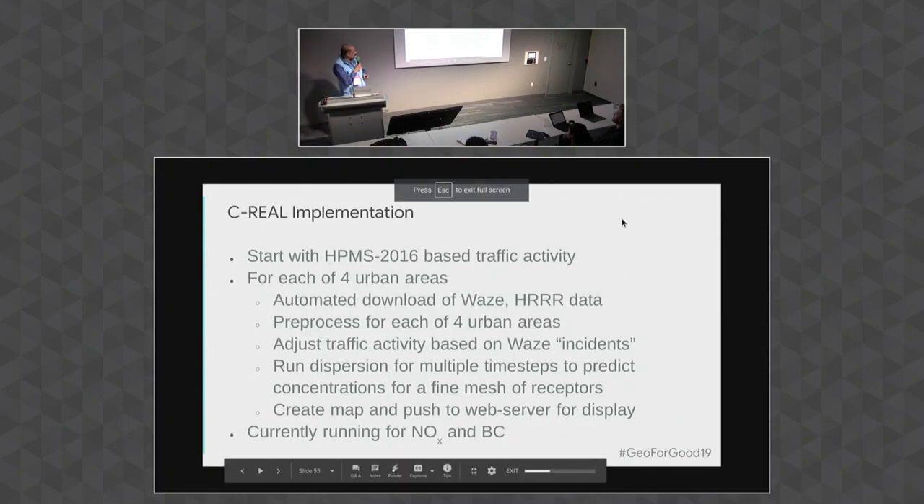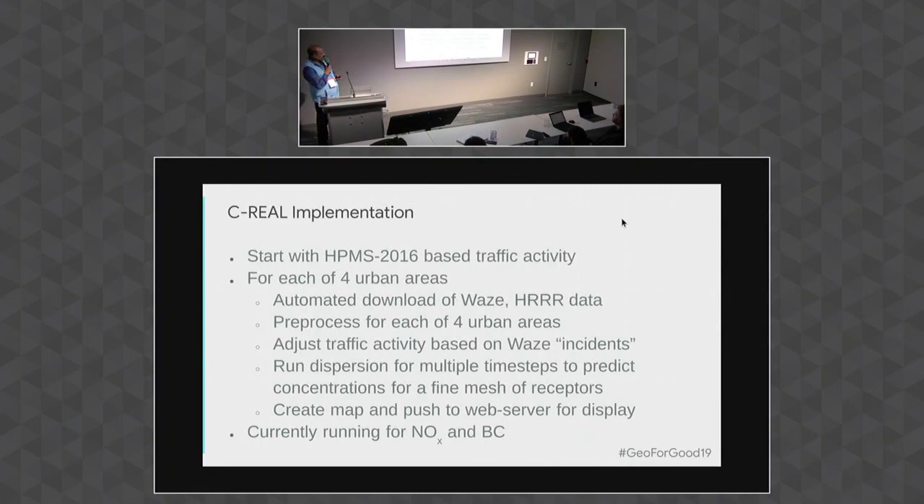Start with HPMS-based traffic activity, and then for each of the 4 urban areas, we do an automated download of Waze data and AHRRR data, which is the grid-based data.